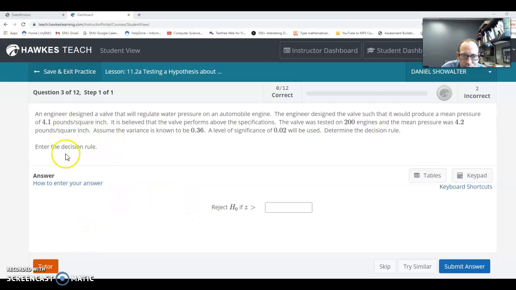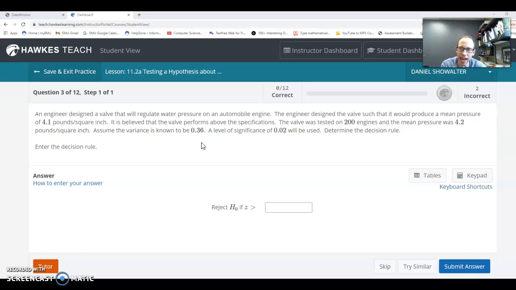So in a decision rule problem, there's a couple things you need to look for first that aren't real obvious. The first one is whether or not to use a z or a t. Now in this case, they give it to you, but they won't always. And that's going to depend on whether or not you have the population standard deviation. So here it says the variance is known to be 0.66, which means the standard deviation would be the square root of that.